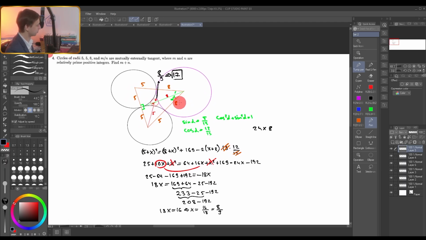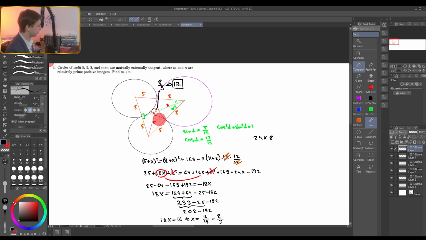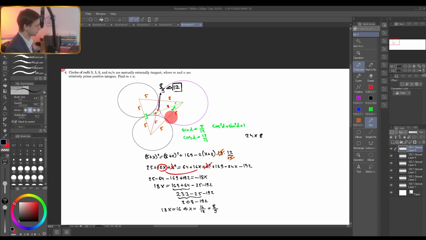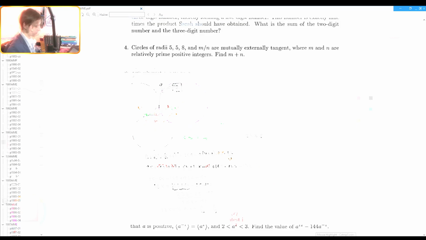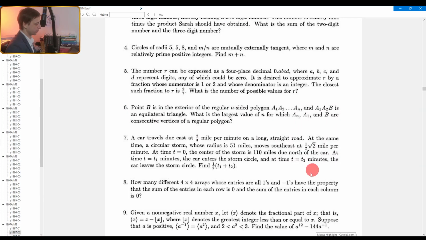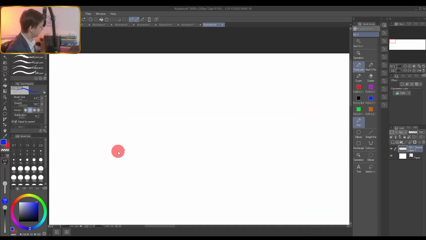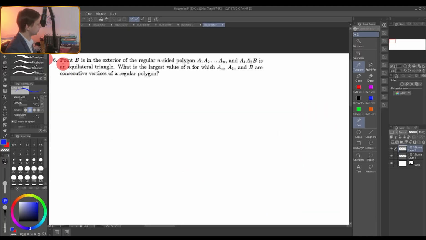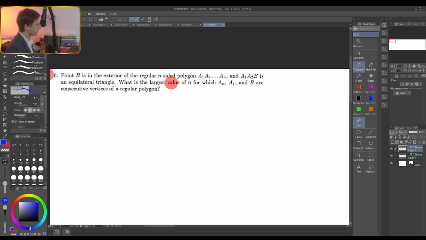The most difficult part here is simply to come up with the right picture. This is it, so let's go to the next one. Okay, let's solve a simple problem on geometry, number 6, a very short and interesting problem. The point B is in the exterior of n-sided polygon A1, A2 and so on, An.